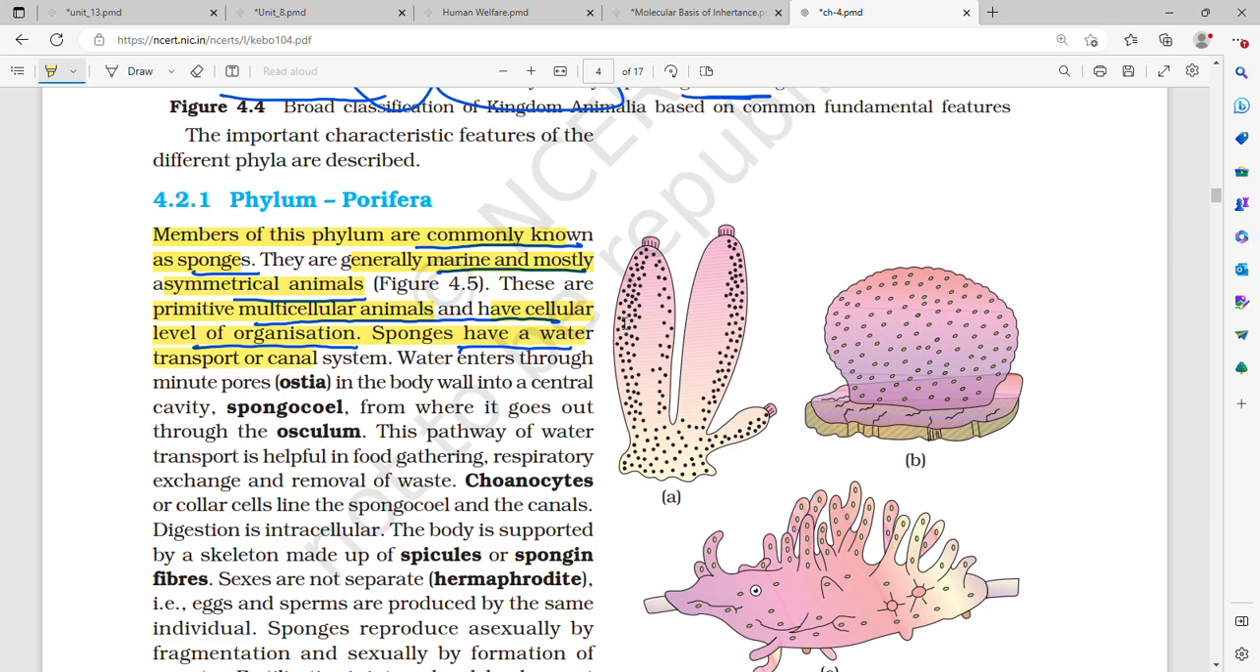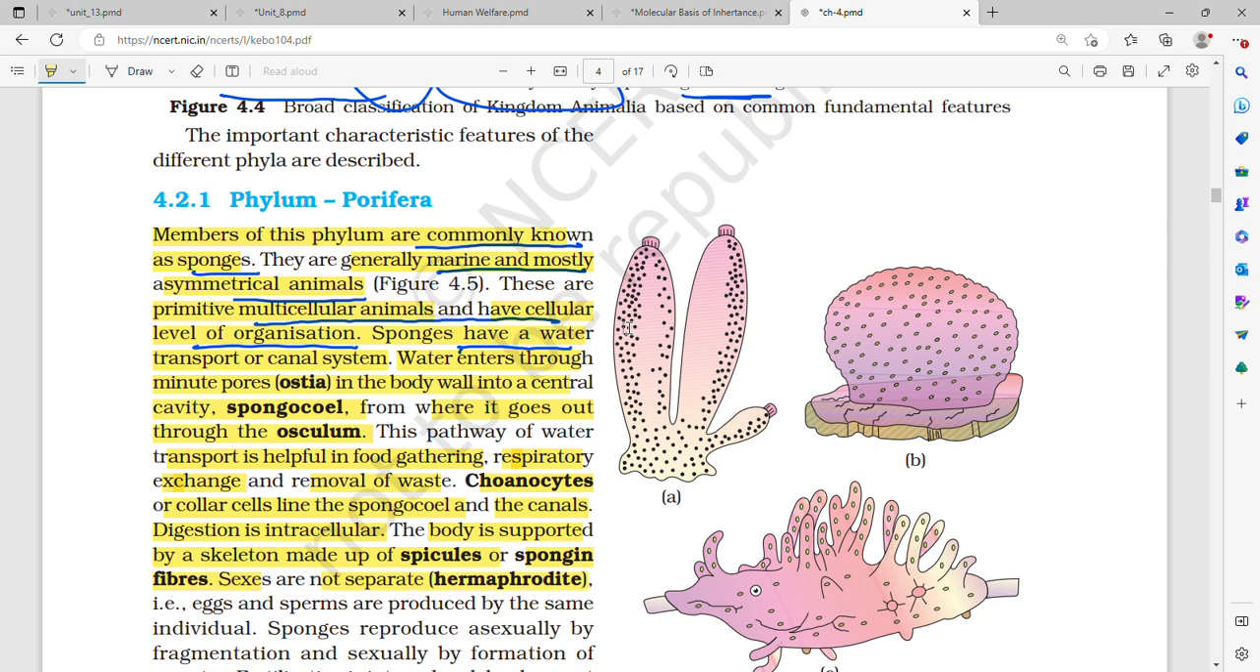Sponges have a water transport system, also called canal system. Water enters through minute pores or ostia in the body wall into a central cavity called spongocoel. From the spongocoel, it goes out through the osculum. This pathway of water transport is helpful in food gathering, respiratory exchange, and removal of waste. Choanocytes are collar cells which line the spongocoel and the canals. Digestion is intracellular. The body is supported by a skeleton made up of spicules or spongin fibers.